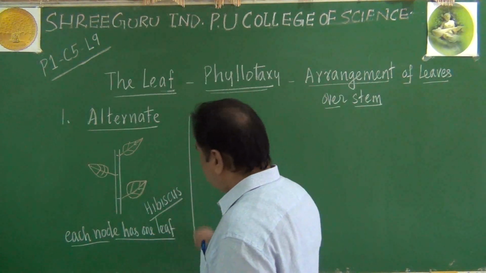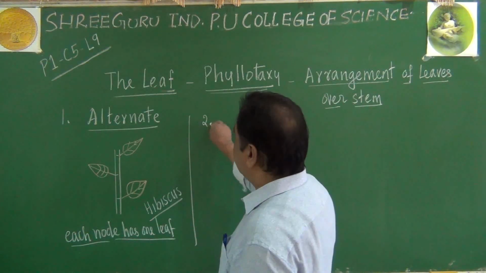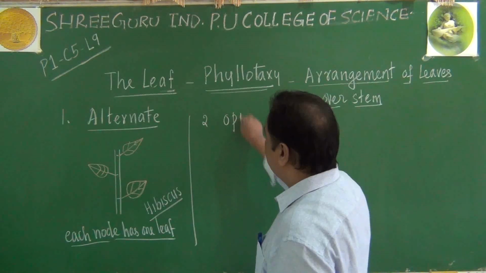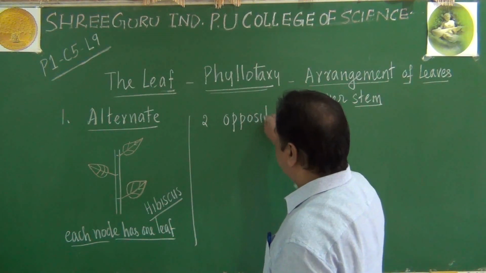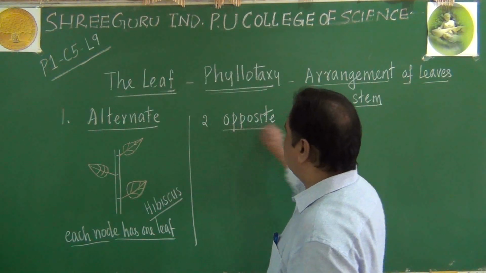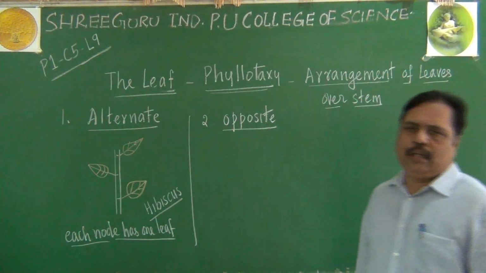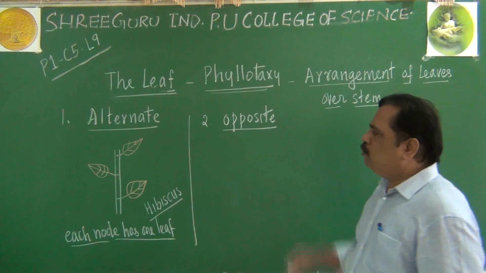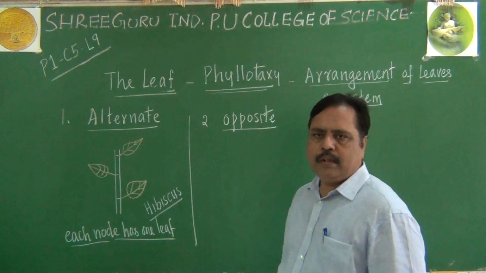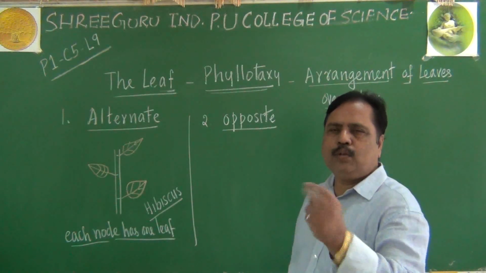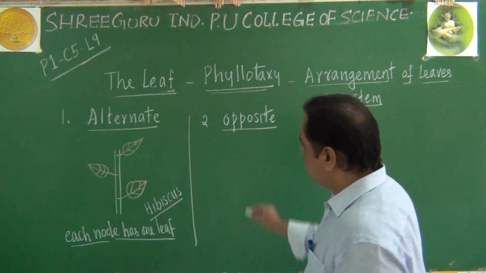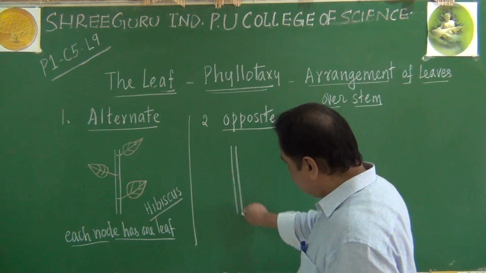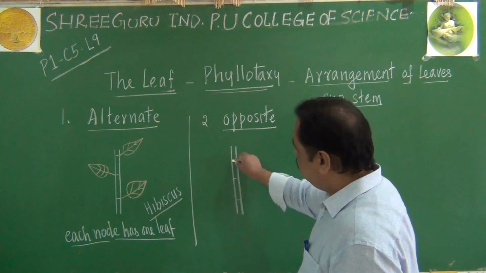Let us come to another type of phyllotaxy here. Second type, opposite phyllotaxy. From the name itself, you can understand this point also. In opposite phyllotaxy, we could come across 2 types again. Please listen. In some plants, the node will be like this, the stem will be like this with nodes here.